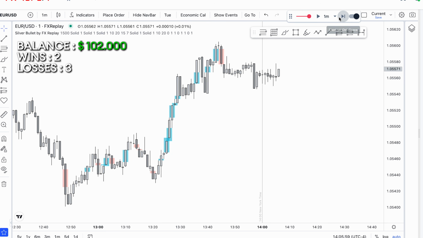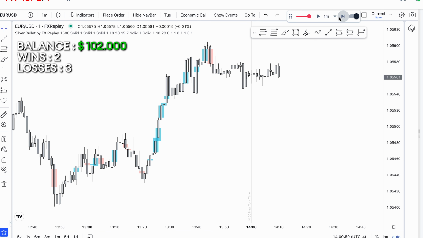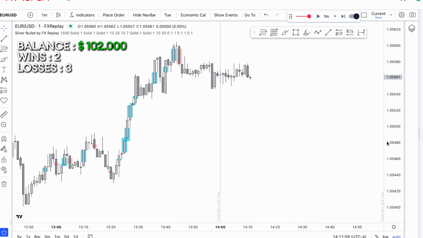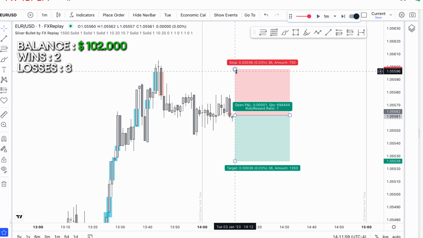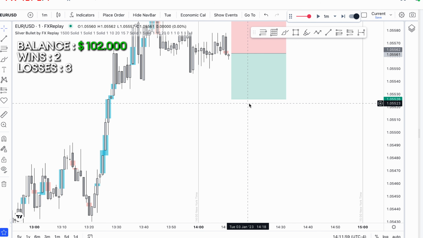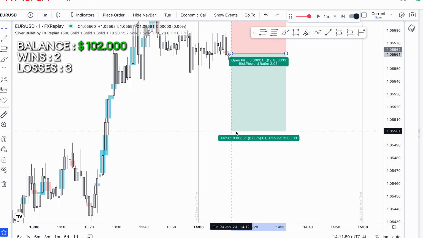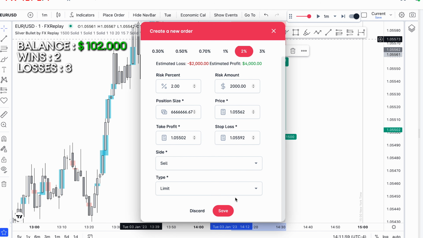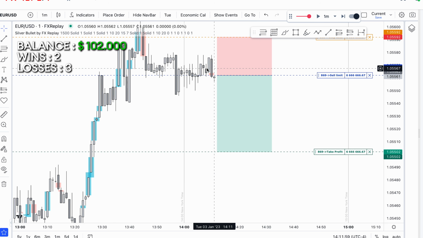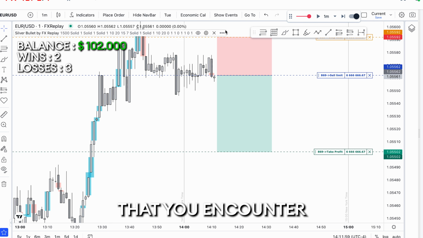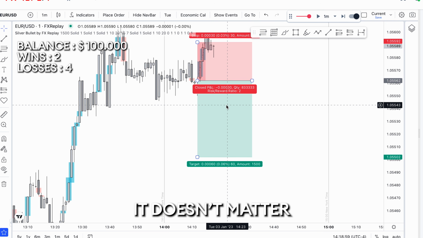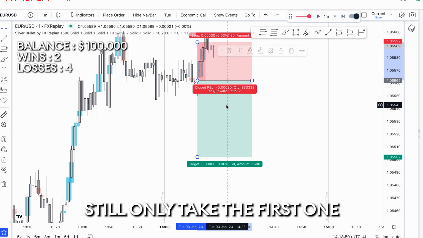So let's wait for a fair value gap to occur. There it is. Let's take our entry. Stops at minimum of 3 pips, targeting a 1/2, place the order, safe. And guys, it is really important that you only take the first fair value gap that you encounter, not the second one, not the third one. It doesn't matter, still only take the first one.